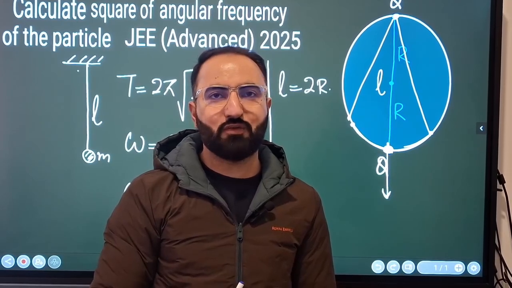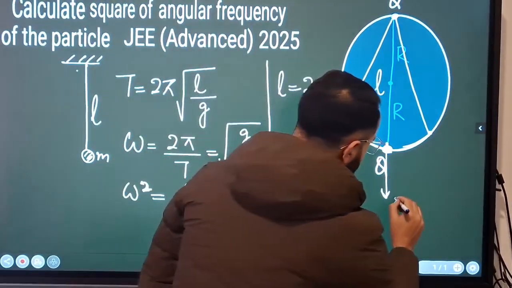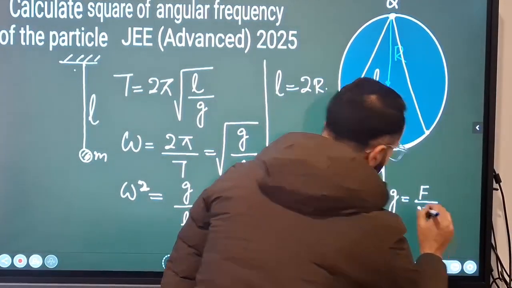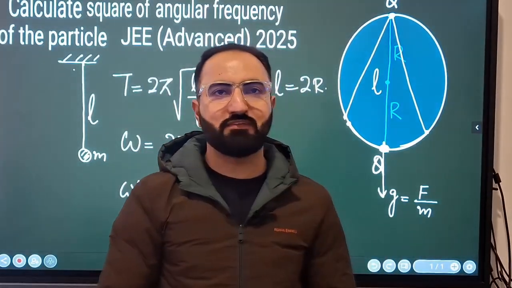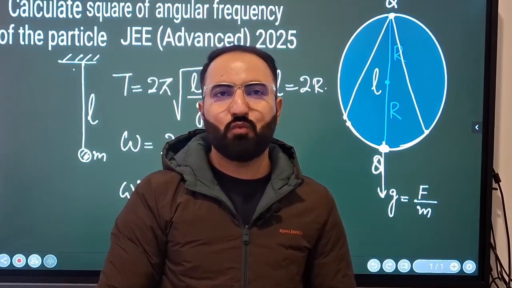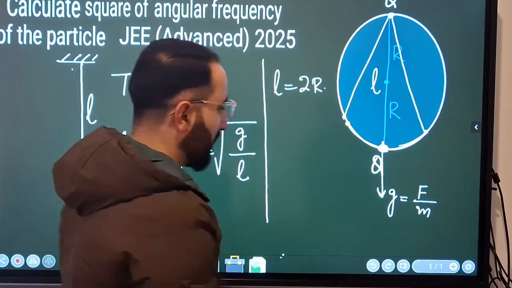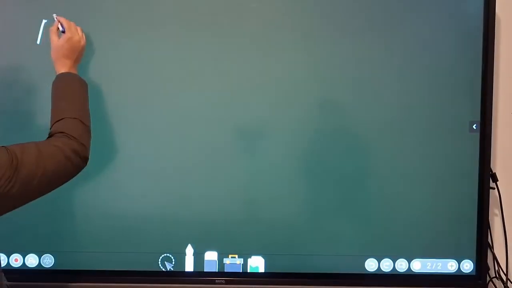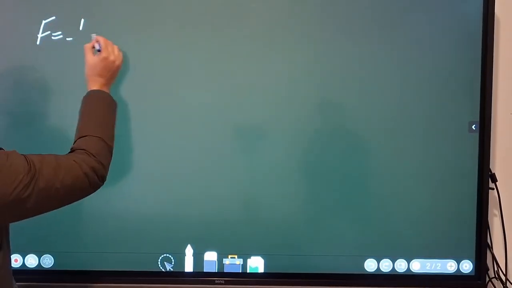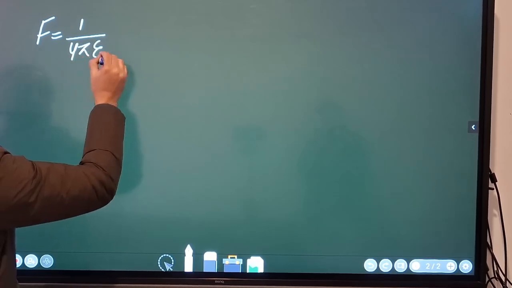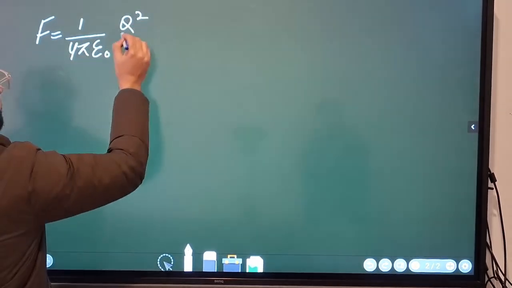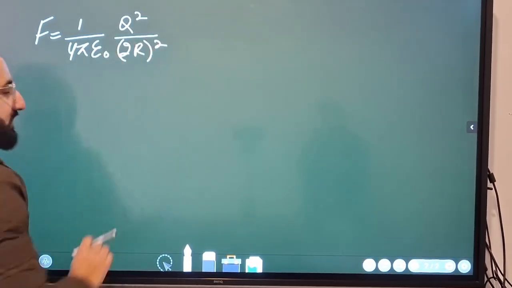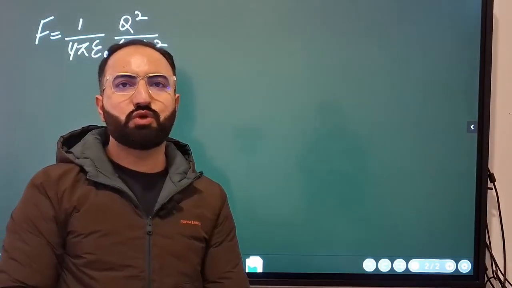Number two, I will try to calculate the acceleration in the downward direction in place of gravity. You know that acceleration is force divided by mass. First let me calculate the force between the two charged particles. The electrostatic force between the two charged particles is equal to 1 by 4 pi epsilon naught, Q into Q is Q square, and the separation between the two charges is twice R, whole square. So this is the force between the two charged particles.